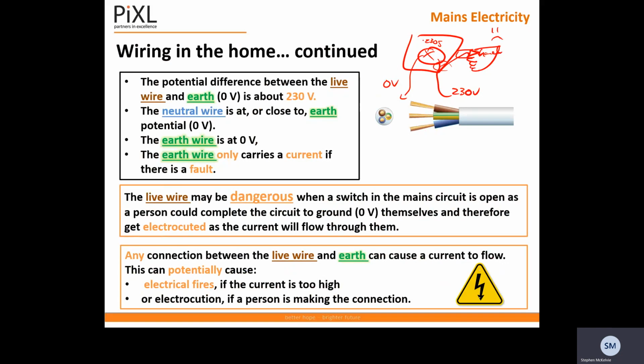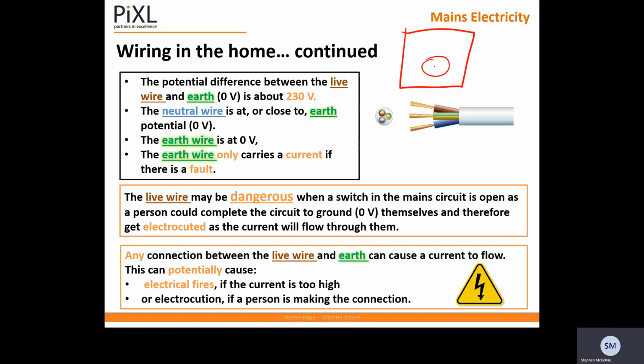The earth wire is there because it's connected to my metal casing. So instead of this 230 volts going through my hand, instead it will go through the earth wire down to the earth where it's nice and safe. So I'll draw that better.